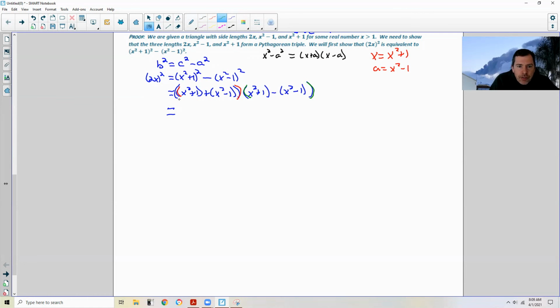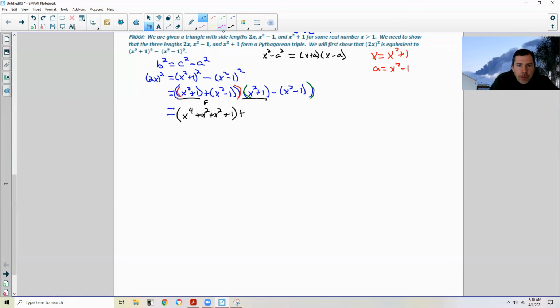So the first is going to be this times this. My first term is therefore going to be, we have to FOIL the first. X squared times x squared is x to the fourth. Outer is x squared times 1, which is x squared. Inner is 1 times x squared, which is x squared. And last is 1 times 1, which is 1. So my first gave me this.